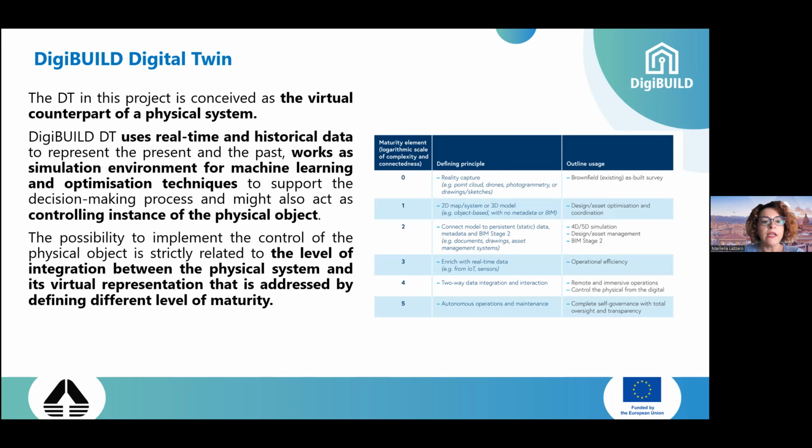In this case, it is important to underline that we could have a different level of maturity, in case there is the possibility of controlling the physical object. We can talk about a level of maturity of 4, and this control can be done through the digital twin in a manual or automatic way. Of course, this means that the interaction of the end user with the digital twin is more advanced.